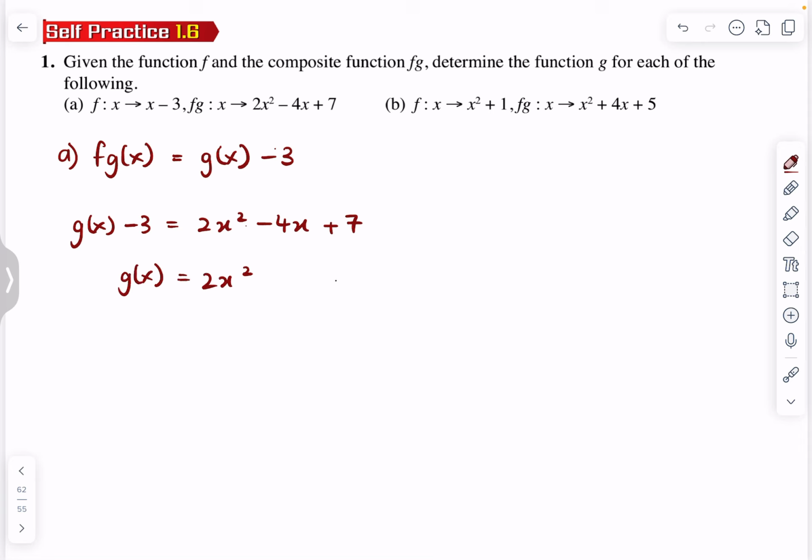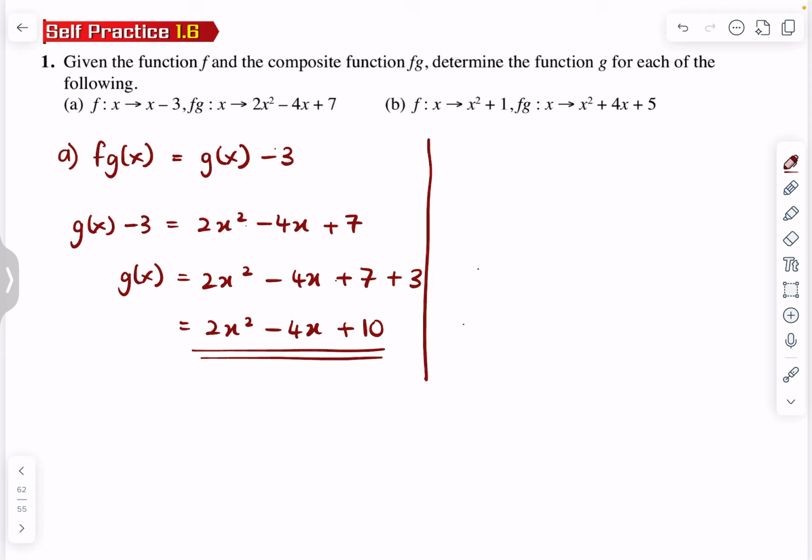So 2x squared minus 4x plus 7 plus 3. So g(x) is 2x squared minus 4x plus 10. Right.